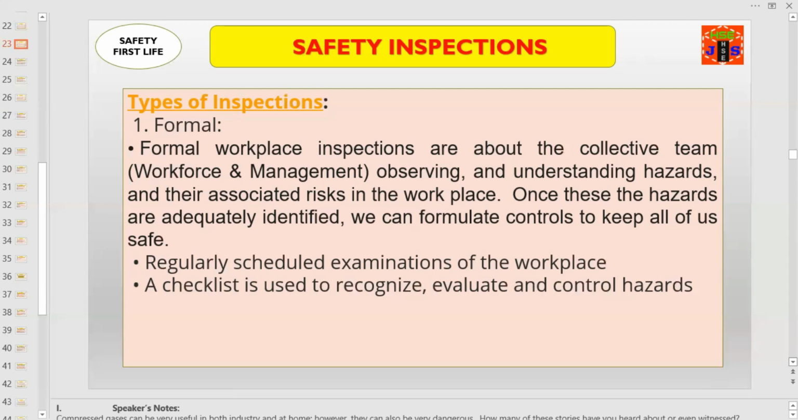Second point to remember is formal inspections are regularly scheduled examinations. And number 3, in the formal safety inspection, a checklist is used to recognize, evaluate, and control the hazards.